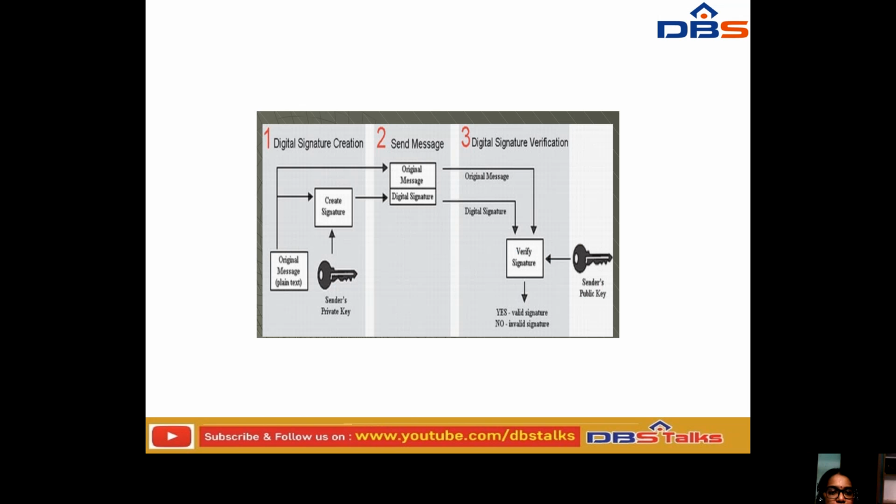If you have observed this one, this is the original message, that is plain text. Here we are creating the signature, that is, we are providing some private key here. This is the digital signature creation. From that, the original message is added with the digital signature. After that, the original message along with the digital signature is sent to the receiver.